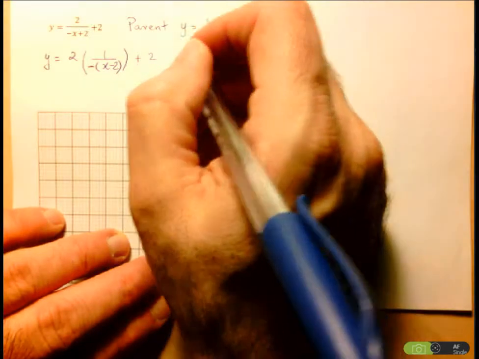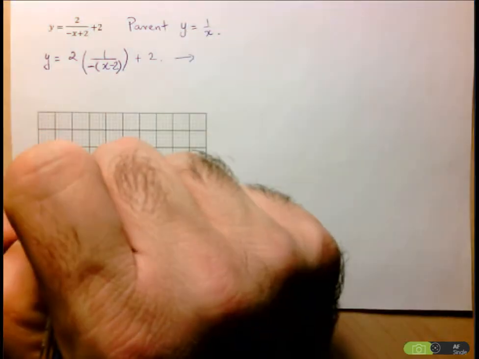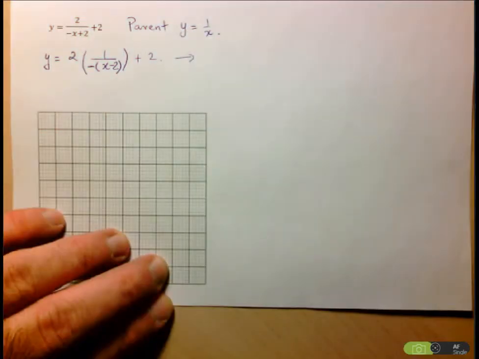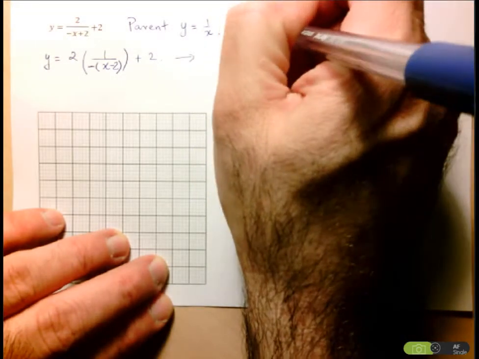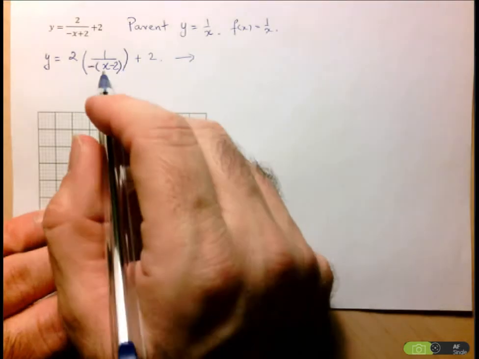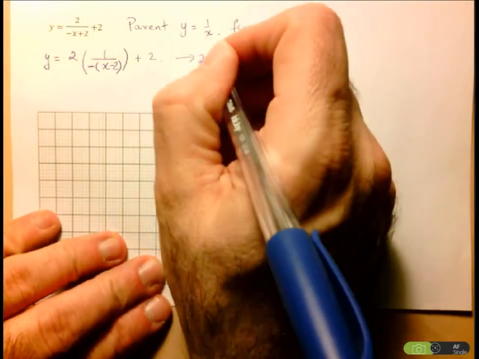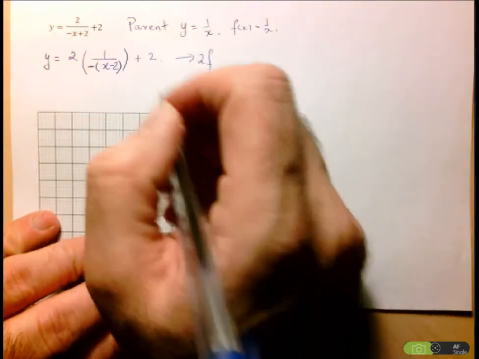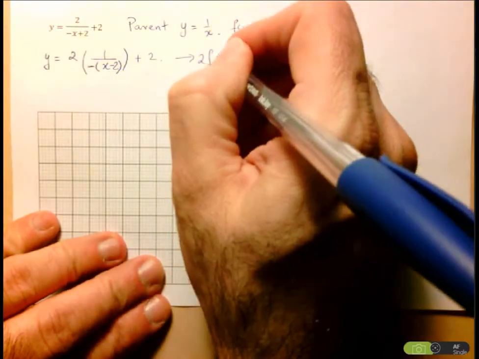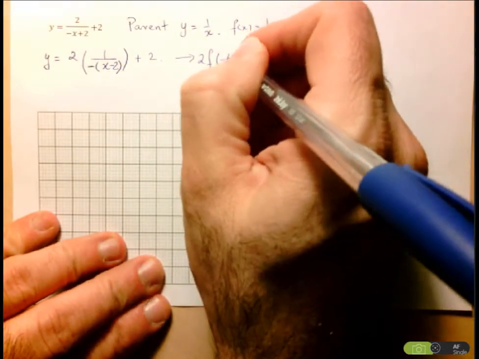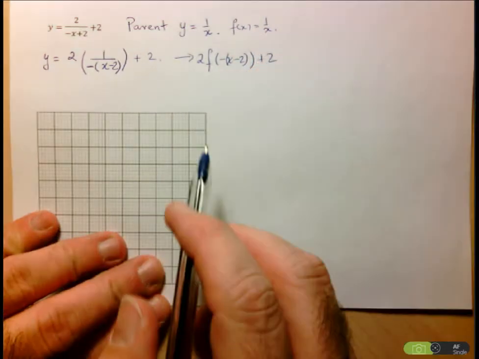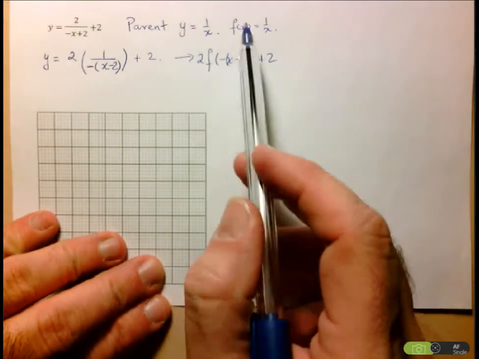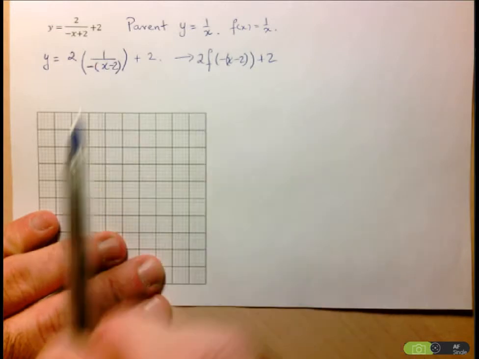If we did want to write this in function notation, if we called our parent function f of x equals 1 over x, this would be 2 times my function here, but with an input of negative x minus 2, and then plus 2. So this would represent the same function as this one here.